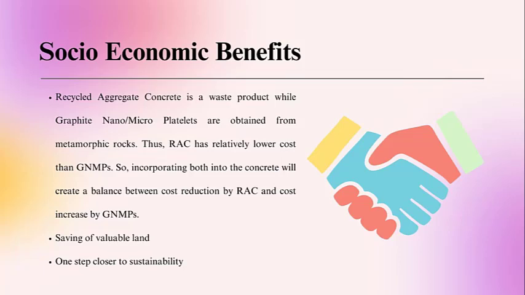Recycled aggregate concrete is a waste product, while graphite nano microplatelets are obtained from metamorphic rocks. Thus, RAC has a relatively lower cost than GNMPs. So, incorporating both into the concrete will create a balance between cost reduction by RAC and cost increase by GNMPs, saving valuable land and one step closer to sustainability.